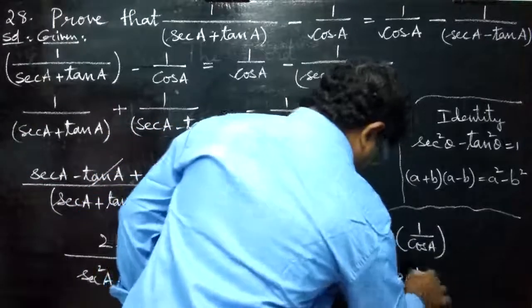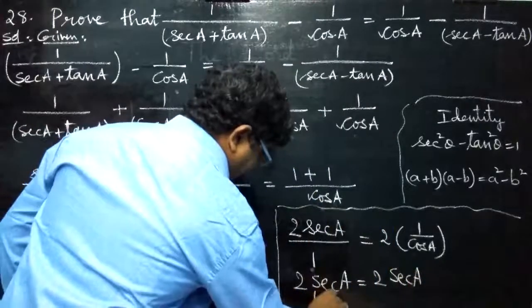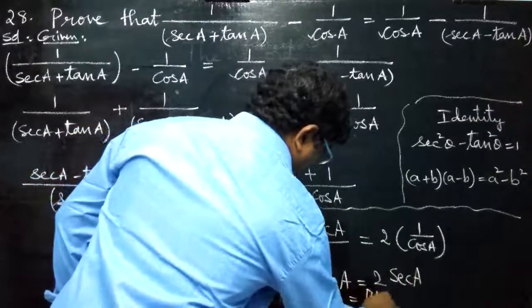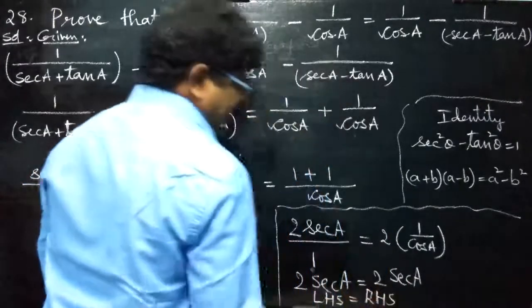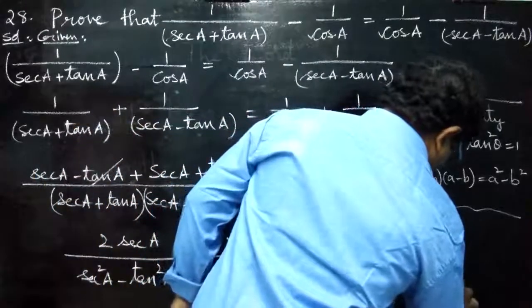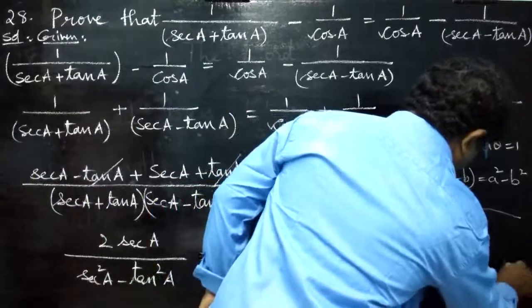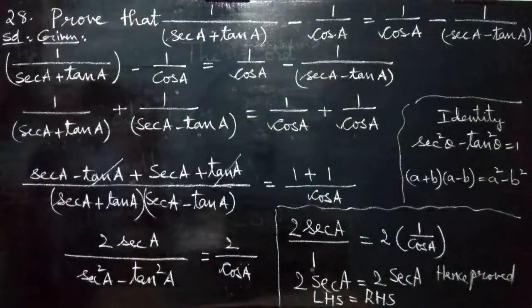So LHS is equal to RHS. Same answer we got. LHS, how much did we get? RHS also the same answer. So hence proved. Write those words: hence proved. They told us to prove that. We have proved that LHS is equal to RHS. And write those identity and that formula also.